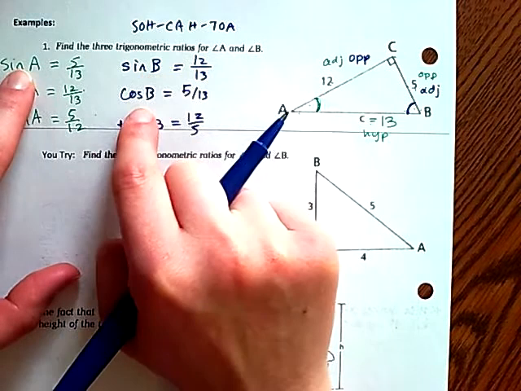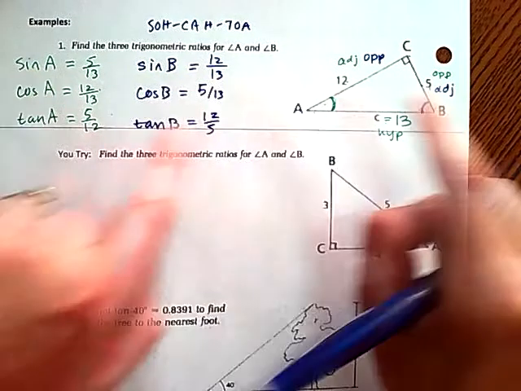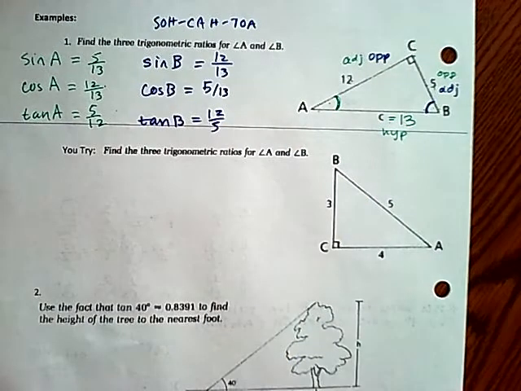So one thing you might notice is that cosine of A is the same as sine of B. Sine of A is the same as cosine of B because the opposite and adjacent sides switched. That'll always be true for any triangle.